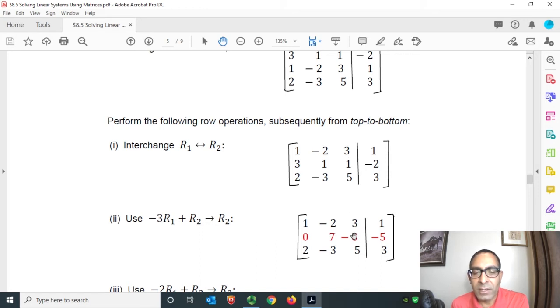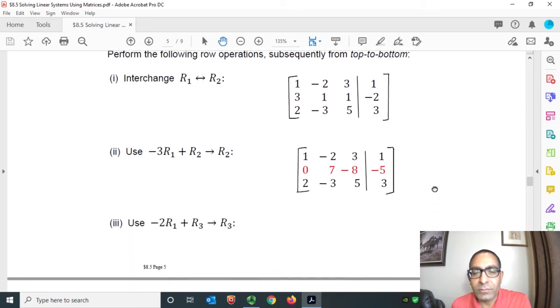Similarly, here in this place, multiply 3 by minus 3. So 3 times minus 3 is minus 9. Add this 1, so minus 8 is minus 8 here. Similarly, multiply 1 by minus 3. So minus 3 times 1 is minus 3, and add this minus 2. So minus 5 we have here. And row 3 is as it is here. I hope this makes sense to you all.